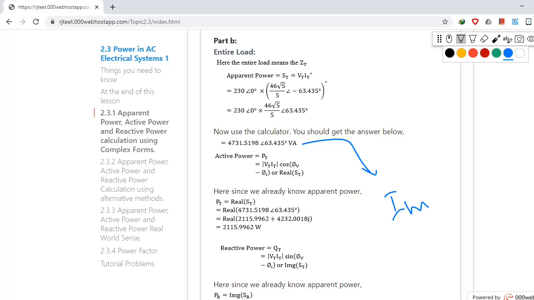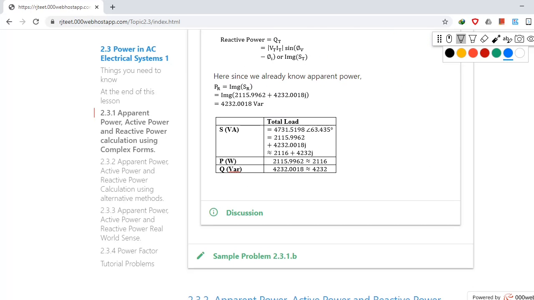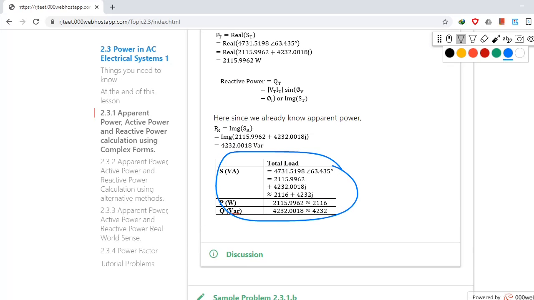So that I can do by taking the Cartesian form of this complex number, and I have it here, and take the imaginary part, which means this part. That's going to be the reactive power, and the unit is var. So it's going to be 4232.0018 vars. Right, and in summary, these are the answers for my second part, or part B, when I consider the entire load, all the elements, as a single load.